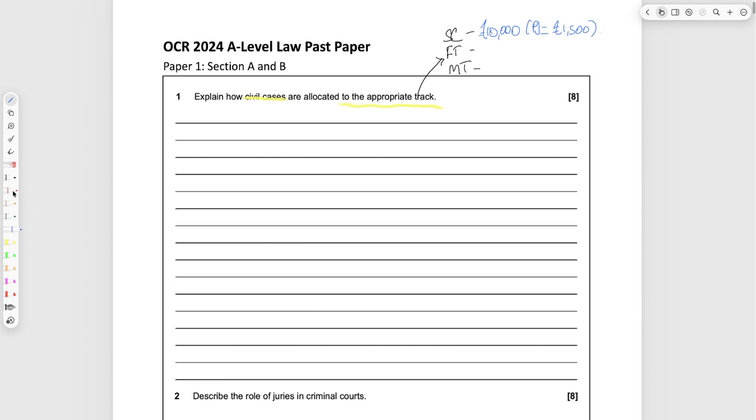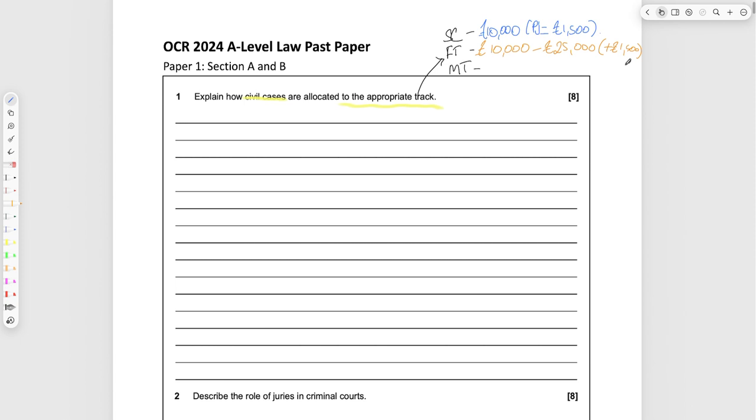When we're looking at the fast track, this is a little bit more complex. We've got anywhere between £10,000 up to £25,000. So obviously still quite a considerable amount of money. And remember when I was saying about the personal injuries, that's going to be plus £1,500. So anything above £1,500 will be allocated to the fast track.